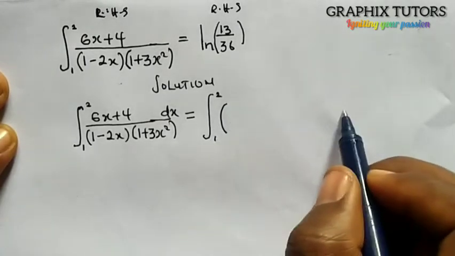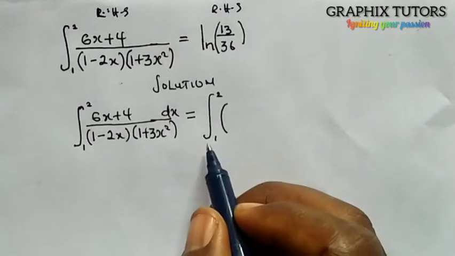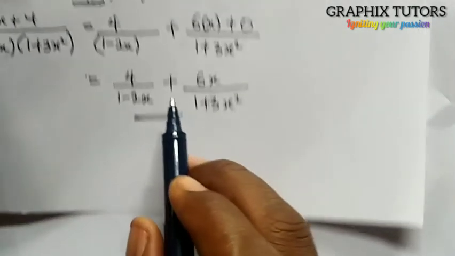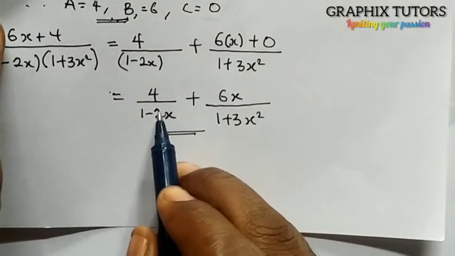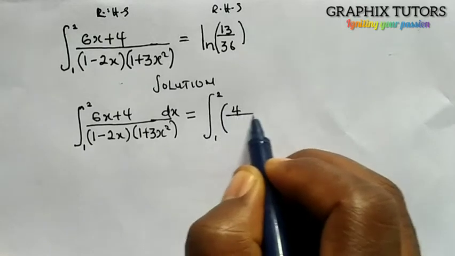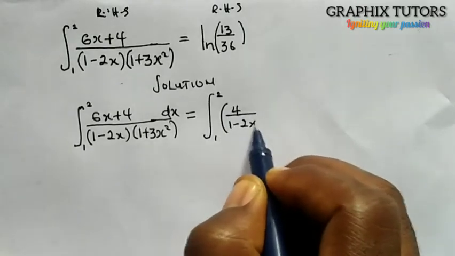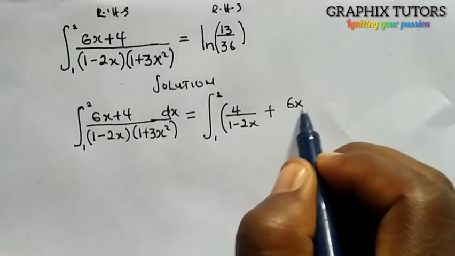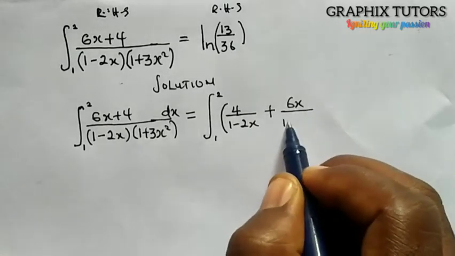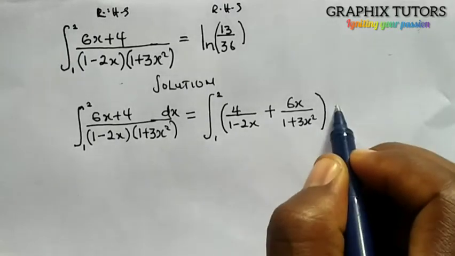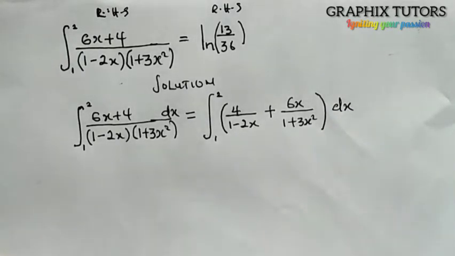You now input the answer that you got when you did the partial fraction of this, which is this here, right? And that is 4 over 1 minus 2x. We have 4 all over 1 minus 2x, right? Plus 6x all over what? 1 plus 3x squared dx, because they are the same thing.